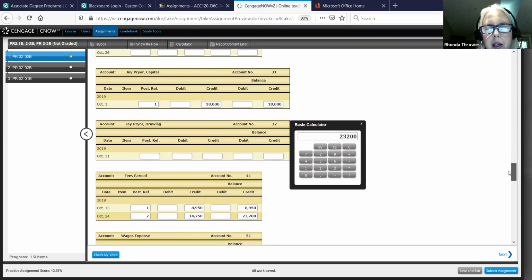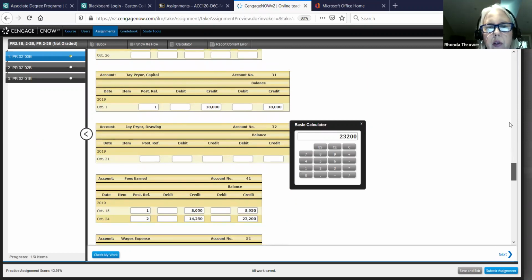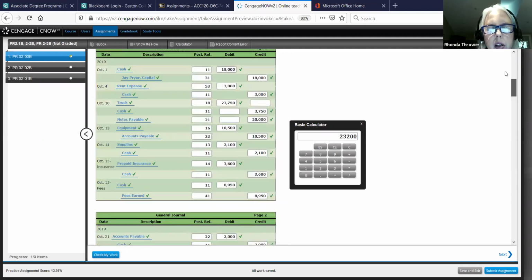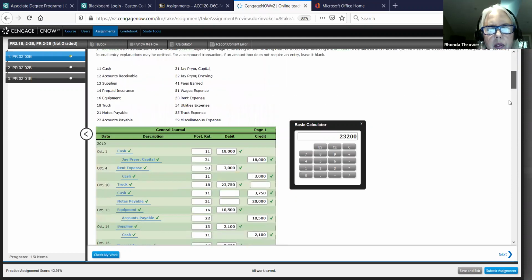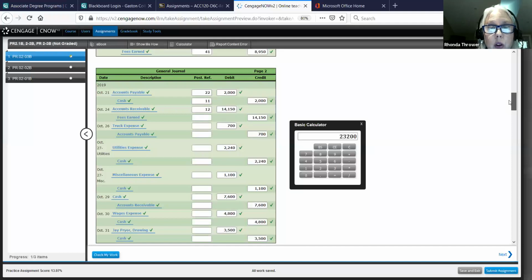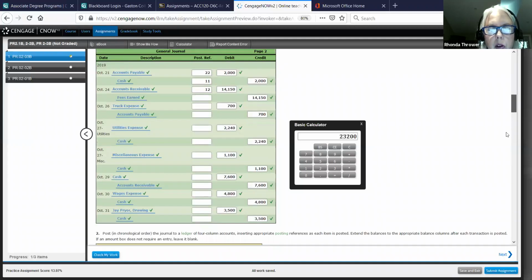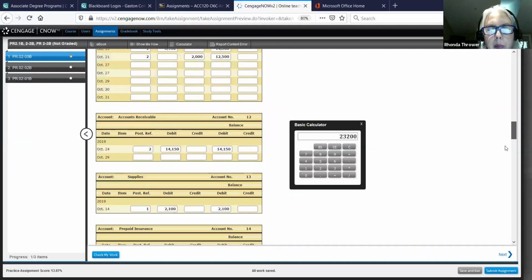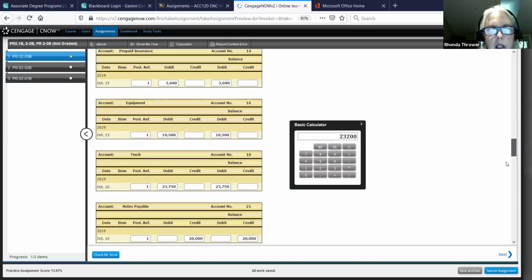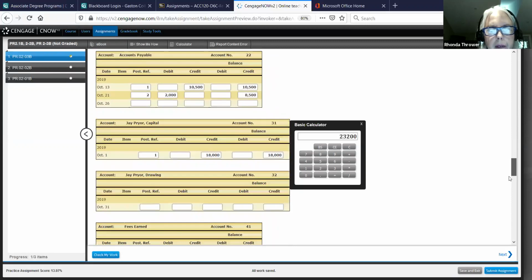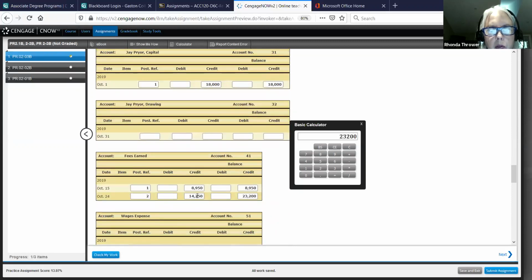Okay, I put $14,250 in my fees earned. And it was $14,150. So I better go back. Let me check my accounts receivable too, just in case I wrote down the wrong thing. So I'm going to go back and look to see, because I think I got an error here. $14,150 in my accounts receivable. I put it down right. I just didn't put the revenue down right. This should be $150.